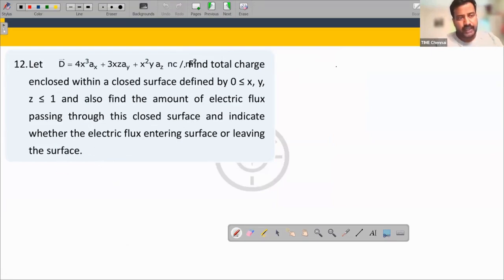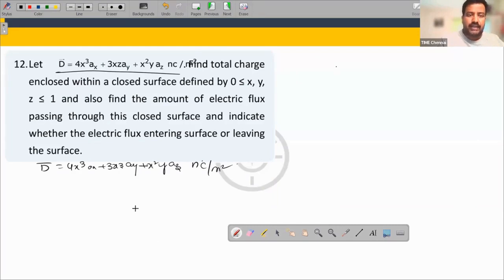Now, given here, D is 4x cube ax plus 3xz ay plus x square y az nanocoulomb per meter square. Find the total charge enclosed by the surface defined by 0 less than or equal to x, y, z less than or equal to 1. It's asking us to find the charge enclosed. Psi E is equal to charge enclosed, which is the surface integral of D dot ds.